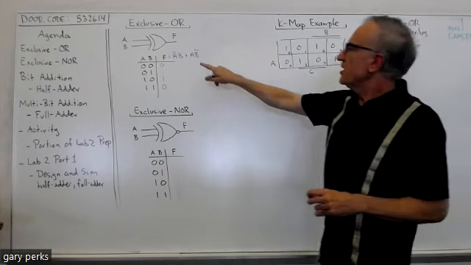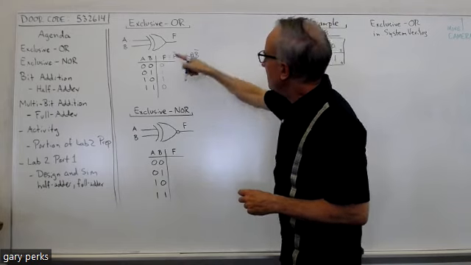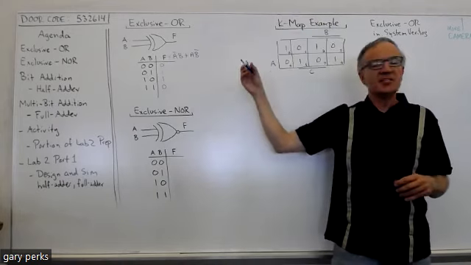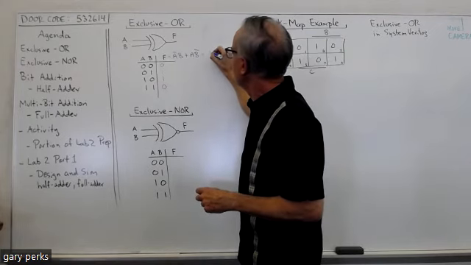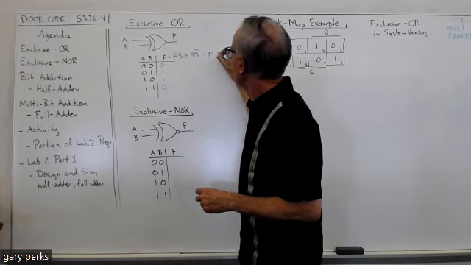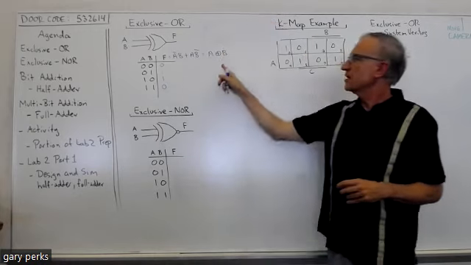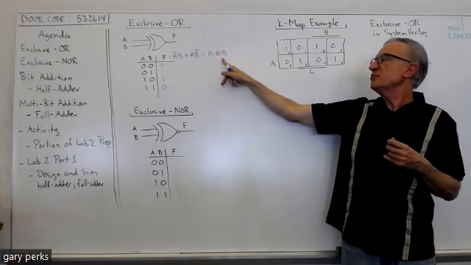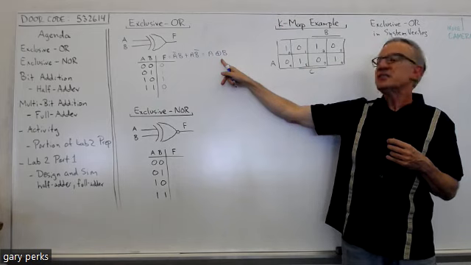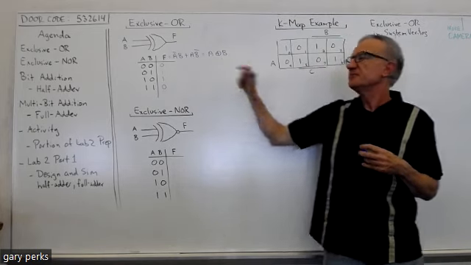Now, there's also shorthand notation for this. Instead of writing this SOP like I just did here, you can also use shorthand, which is this here. See the plus with the circle around it? That means exclusive OR. Okay, so this is shorthand for this SOP.